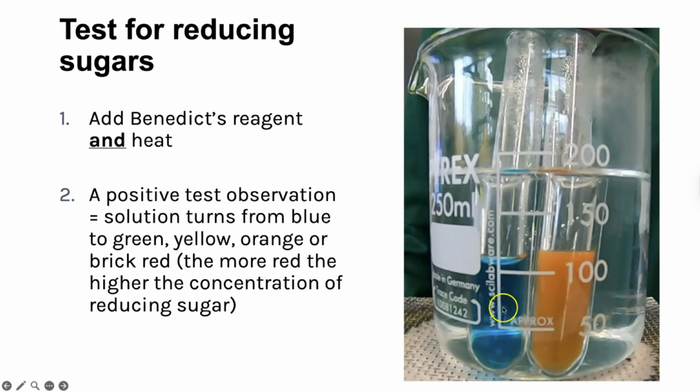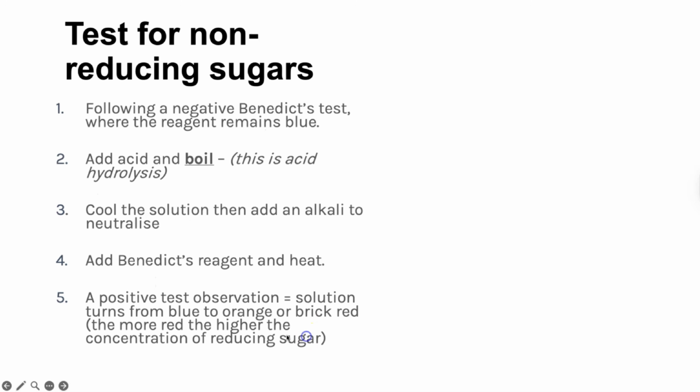And we can see here, Benedict's reagent is this blue colour. A positive observation would be that that blue colour turns, and there's actually a range of different colours it can turn depending on the concentration of sugar present. So you can go from green to yellow to orange or brick red, and the more red it is, the higher the concentration of sugar present. So this one here is orange, that's quite a high concentration of reducing sugar present.